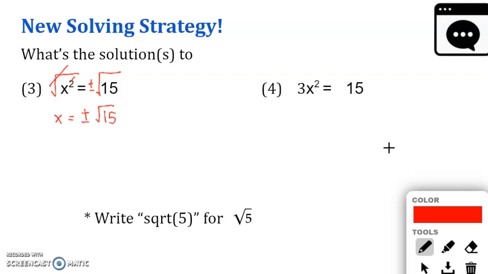Okay, so what about this? The first thing is, we know that 3 is being multiplied to x squared, so we can divide both sides by 3. That cancels out to x squared is equal to 15 divided by 3, which is 5. Now I can take the square root of both sides. Remember, when I take a square root of both sides with a variable inside, I need to put plus or minus on the other side. So that becomes x is equal to plus or minus the square root of 5.